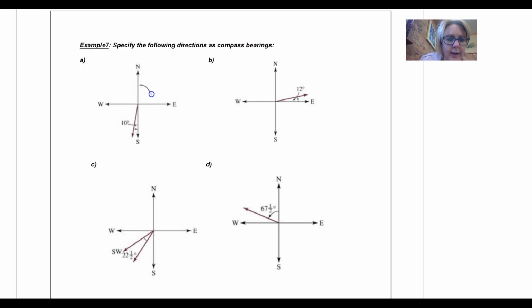If it's 10 in there, it's how far I've turned from north. So I've gone 180 plus 10, so it's 190. The bearing is how far I've turned from north. So I've nearly made 90, but I've gone back 12, so it's 78. It's got to be 3 digits.